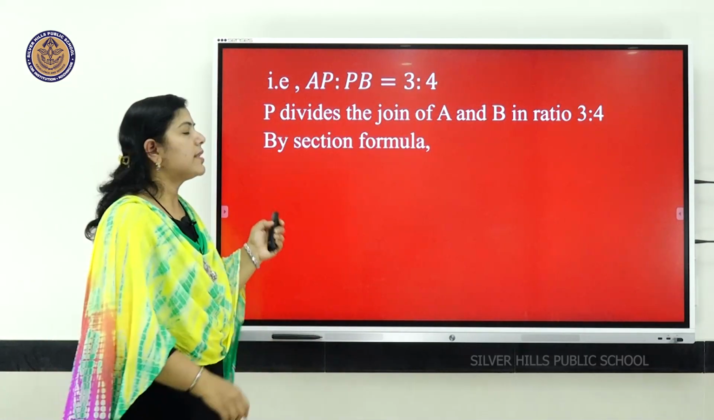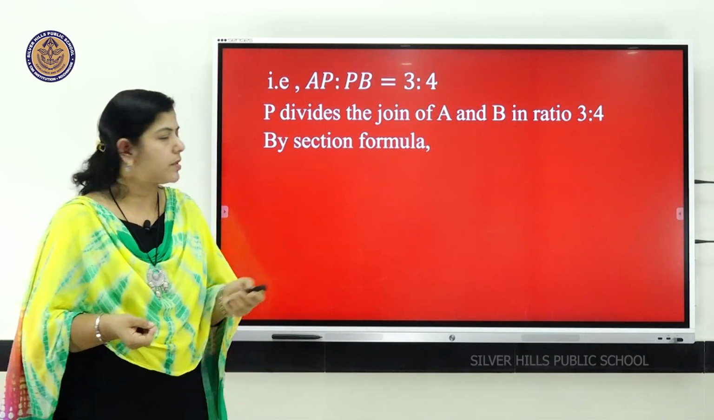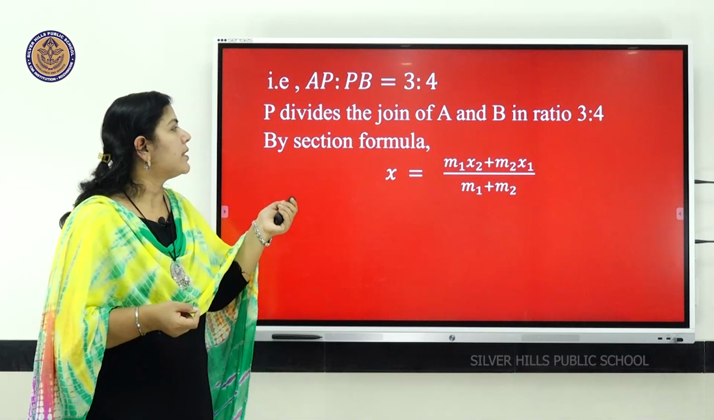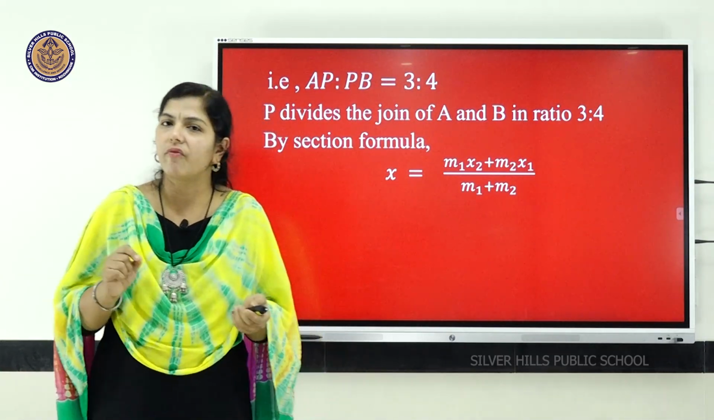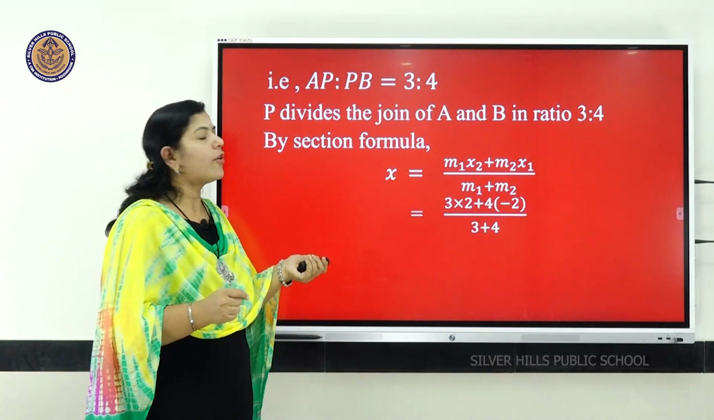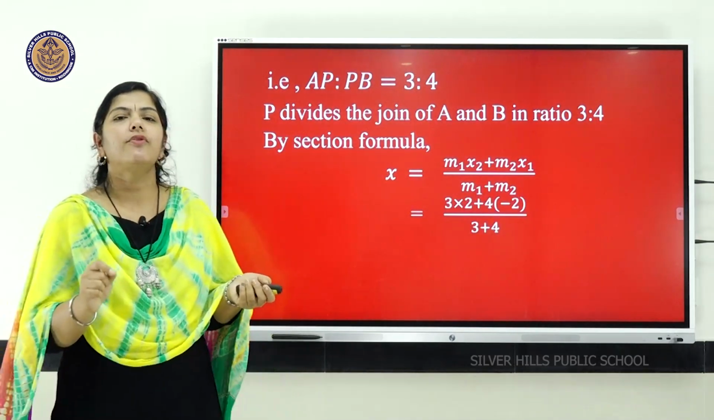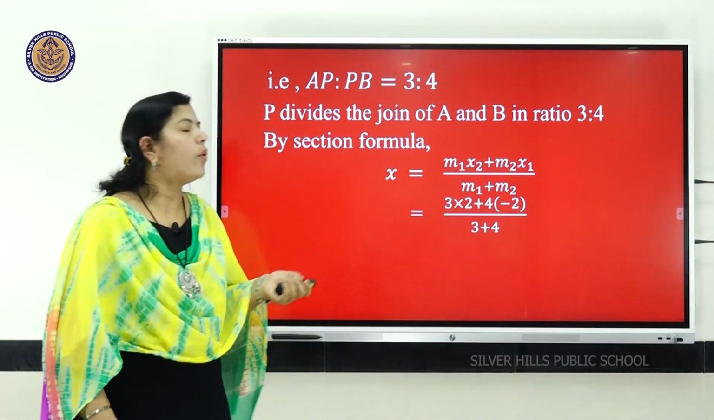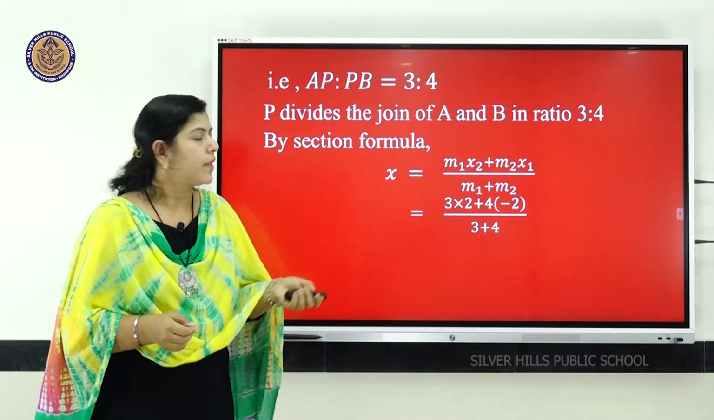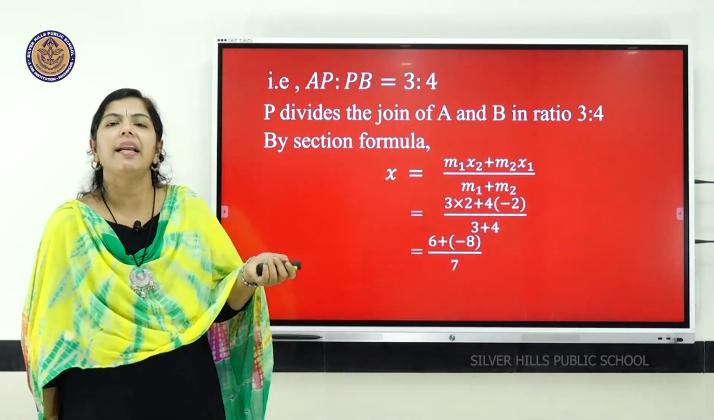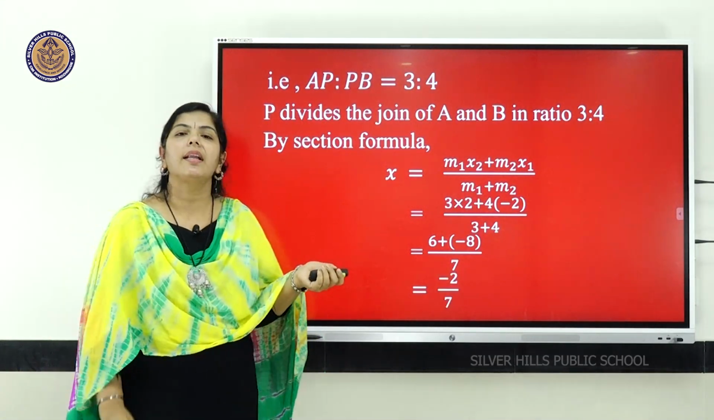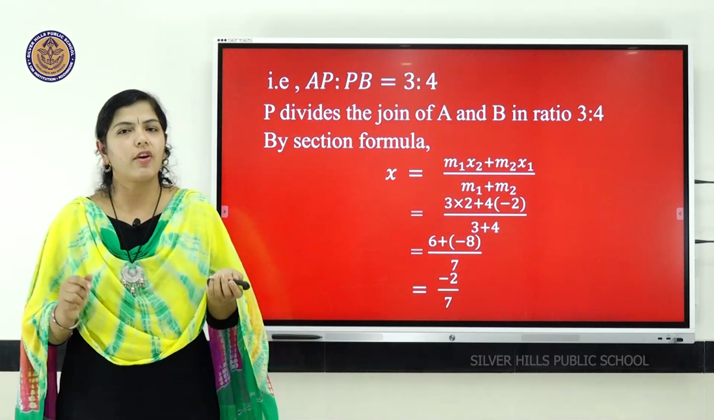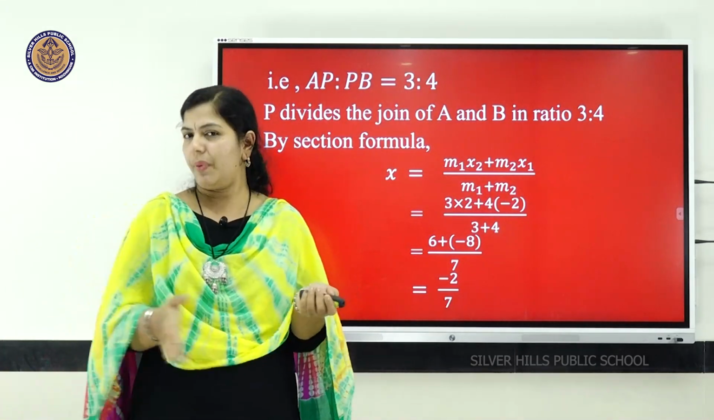Okay. So, by the section formula, how does it come? The coordinates of P, that is, x equals (m1 x2 plus m2 x1) whole divided by (m1 plus m2). That is equal to (3 into 2 plus 4 into minus 2) whole divided by (3 plus 4). That is (6 plus minus 8) whole divided by 7. That is equal to minus 2/7. We got the x coordinate of P.